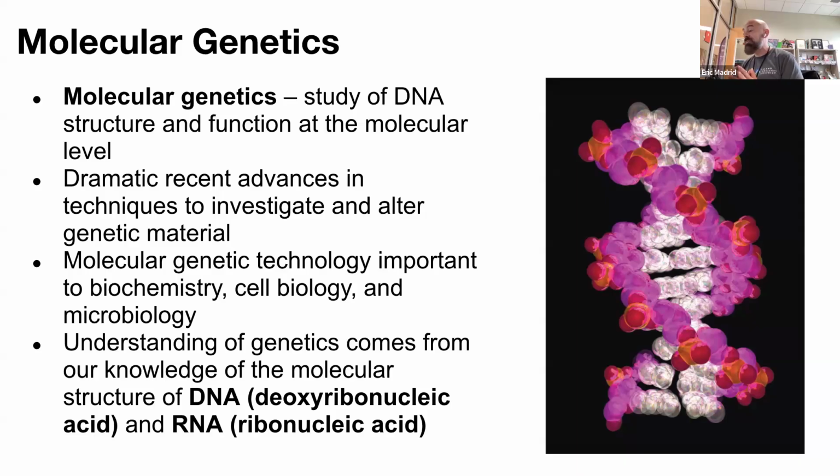Up until now, we've been talking about these classic experiments and overall trends with heredity, like with Punnett squares and dominant-recessive stuff like that. But now we're getting into how these things actually happen. What is happening inside of the cell? And so overall, this is now molecular genetics.